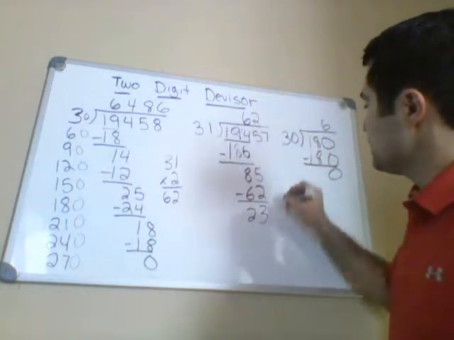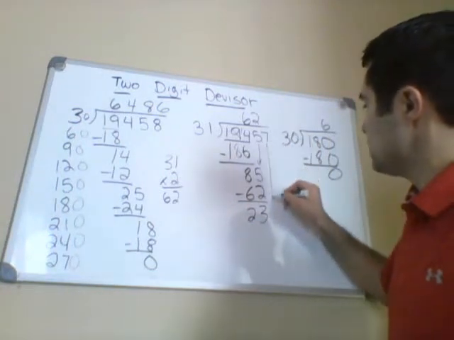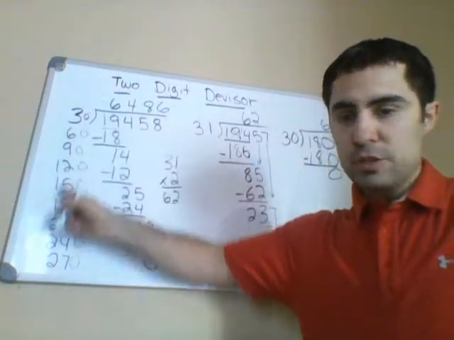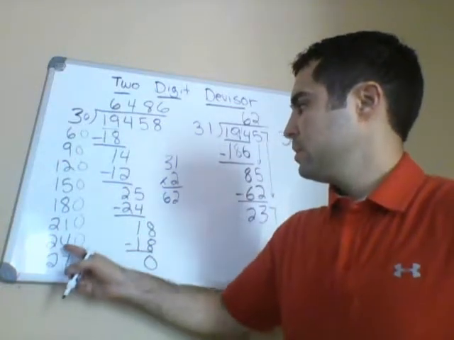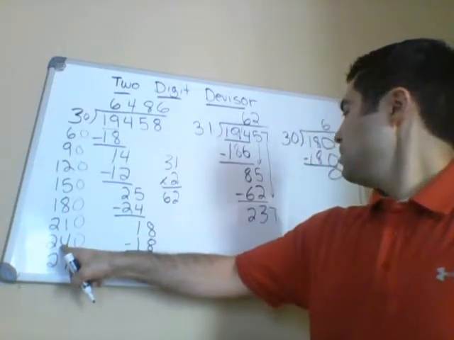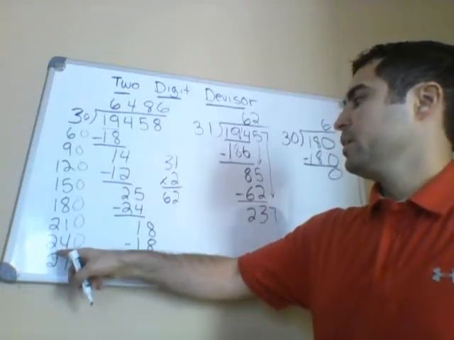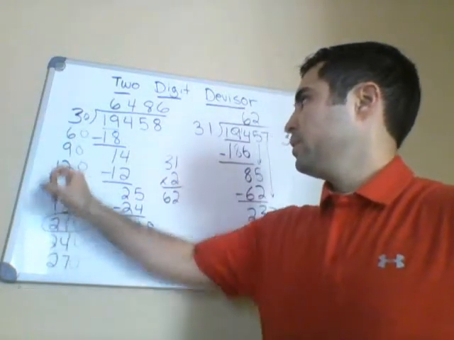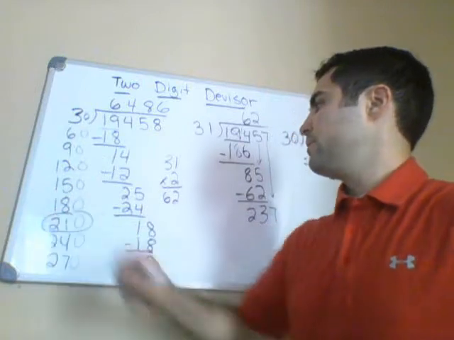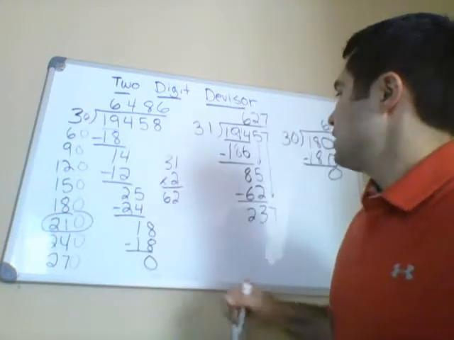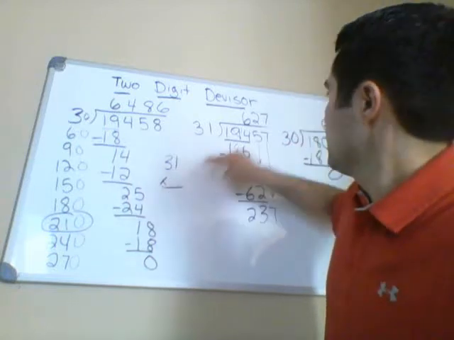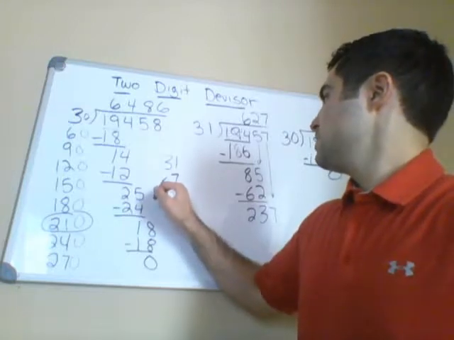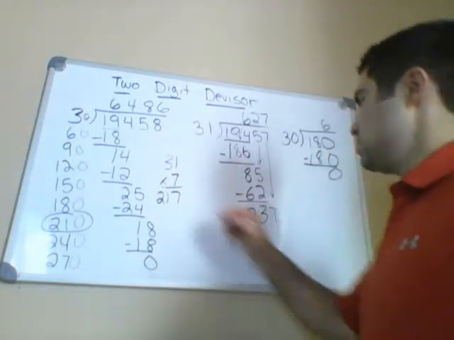Now we're going to bring down the 7. We've already brought down the 5. Now we're bringing down the 7. Okay, 237. Which factor is it closest to over here? It's close to 240, but 240 is too big. So we want a factor that's less than 237, which is 210, which is the 1, 2, 3, 4, 5, 6, 7 factors over. So now we're going to multiply 31. 7 times 31. 7 times 1 is 7. 7 times 3 is 21. Okay, so 217.